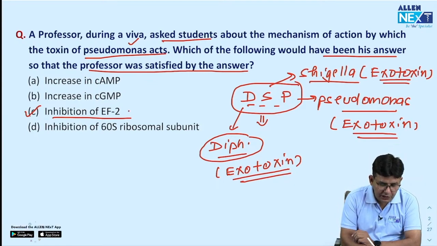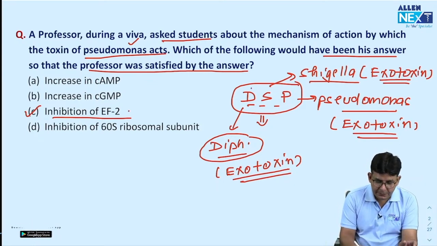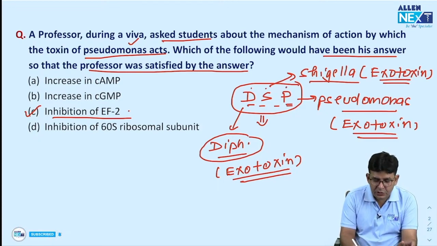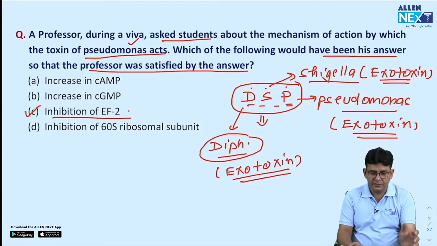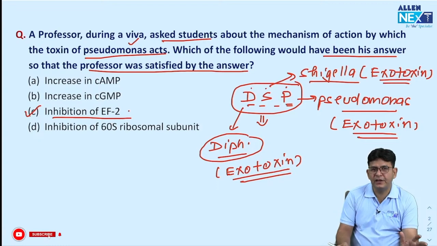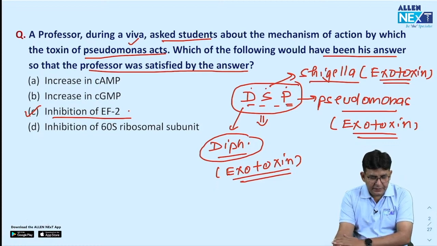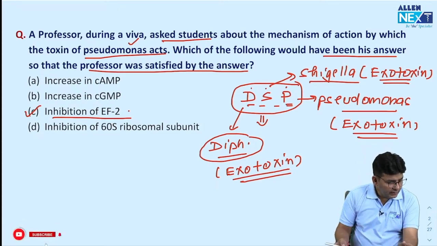So inhibition of elongation factor 2 is done by these three important ones: diphtheria, Shigella, and Pseudomonas. In them also, their exotoxin acts through this mechanism. Endotoxin does different things, but exotoxin acts through inhibition of elongation factor 2. So ADP ribosylation happens, and thereby inhibition of protein synthesis happens. Hi Rahul.